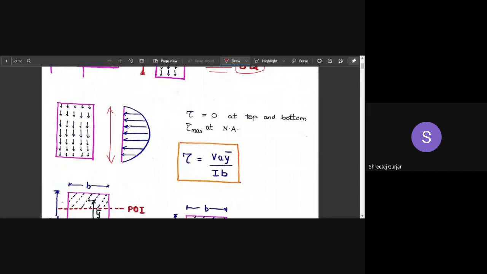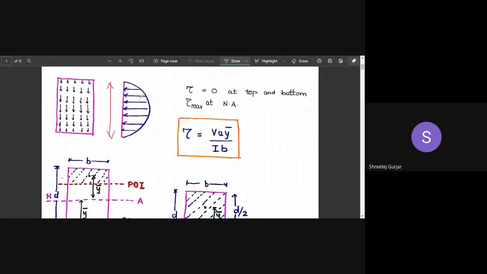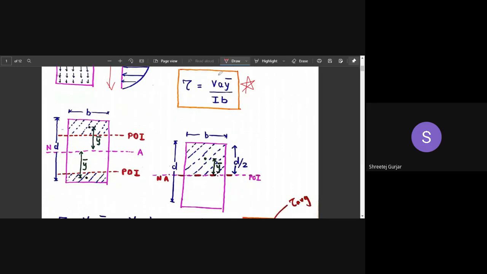For the calculation of shear stress, we have to use this formula: V A y bar by I B. Now, what is V? V is the shear force that is acting on this particular section. What is A, the small a that I've written? It is the area which I've shaded over here.